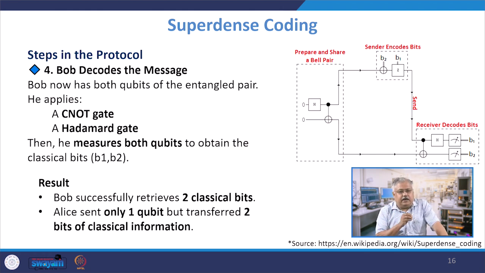So the idea here was that you have one qubit which Alice has sent, but because of quantum entanglement, Bob was able to retrieve the two classical bits in a very easy manner, and this is known as superdense coding, which you see in this case.